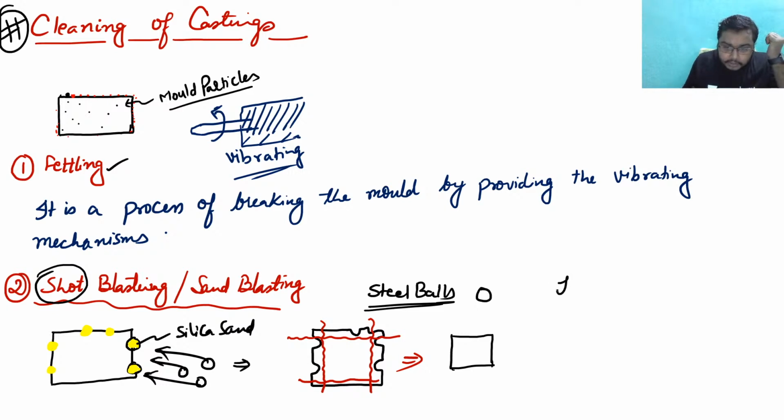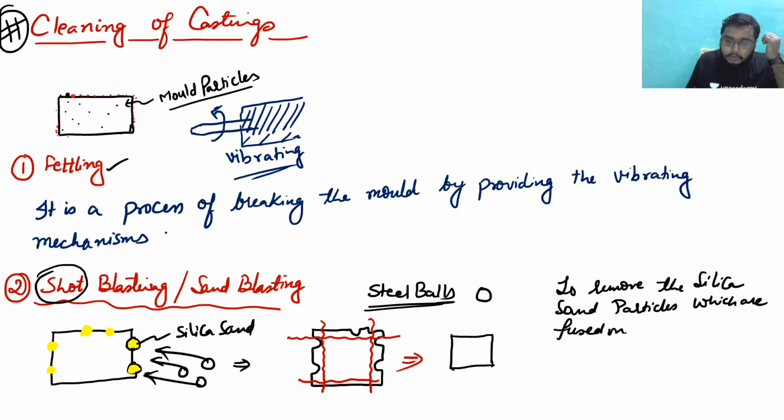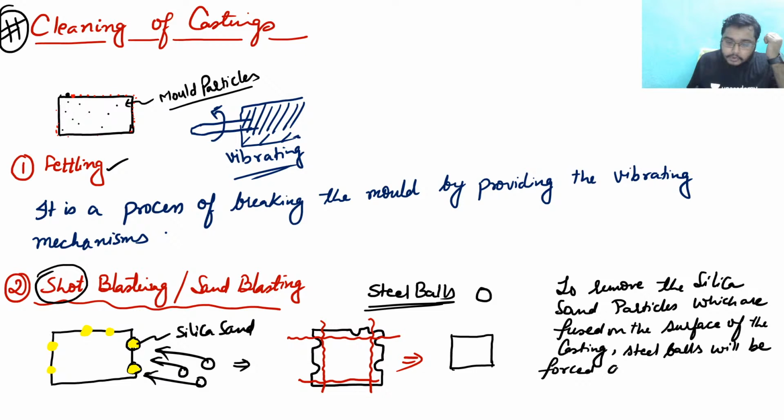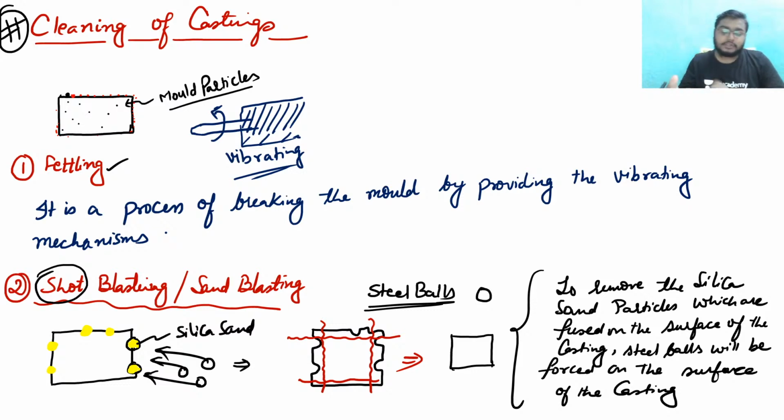So basically I should write here: to remove the silica sand particles which are fused on the surface of the casting, steel balls will be forced on the surface of the casting. This whole process is known as shot blasting or sand blasting. If you are using sand, that is known as sand blasting. I hope this is clear to you.